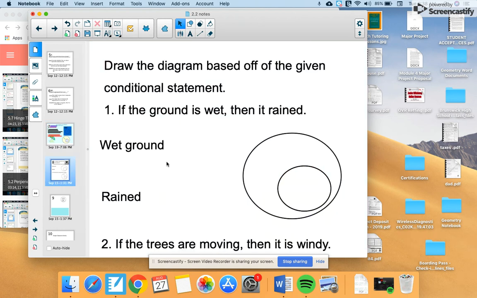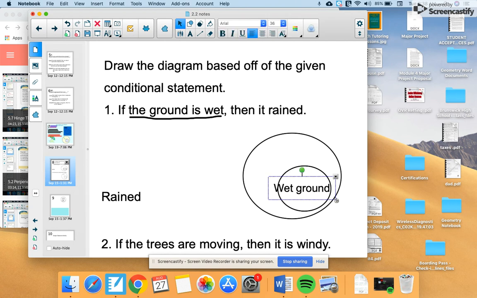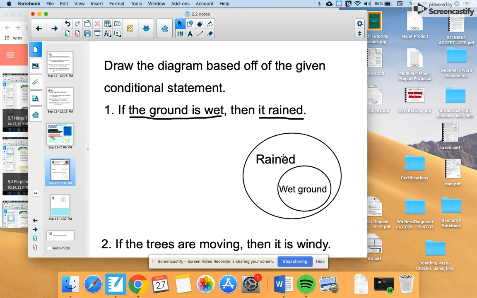So we're going to look at an example here. The first example is, if the ground is wet, then it rained. My hypothesis is the ground is wet, so that is going to go inside my circle. So wet ground is going to go inside the smaller circle. That's my hypothesis. And my conclusion is it rained, so my conclusion is going to go in the outer bubble.